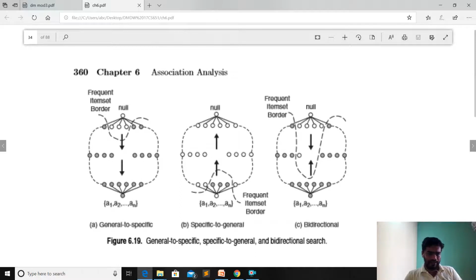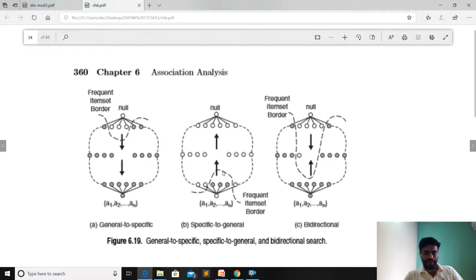Now, if I draw the frequent item set border from the top of the lattice structure, here we have item sets from A1, A2 up to An. If I draw the frequent item set border, initially there is null, and the dark dots represent the non-frequent item sets and these are the frequent item sets. If I draw a frequent item set border from the top of the lattice structure, then that type of method of association analysis is called general to specific.